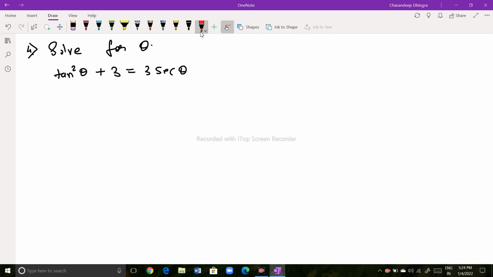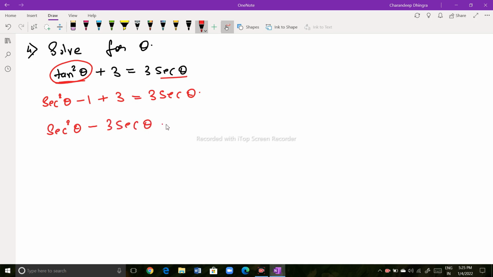When we check this question, we find out that we will not be able to take common because here we have tan and here we have sec. So let's do one thing. We can convert tan in terms of sec. We know the identity 1 plus tan square is equal to sec square. So instead of tan square, I can write sec square theta minus 1 plus 3 is equal to 3 sec theta. Let's take everything on one side. So we have sec square theta minus 3 sec theta plus 2 equal to 0.